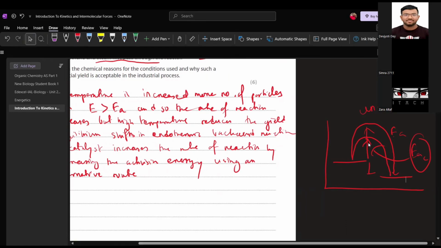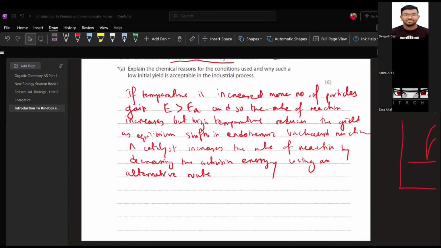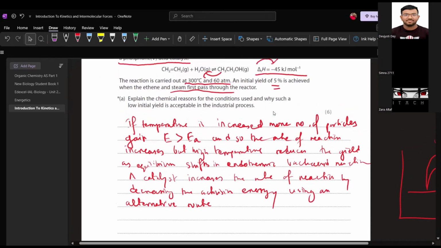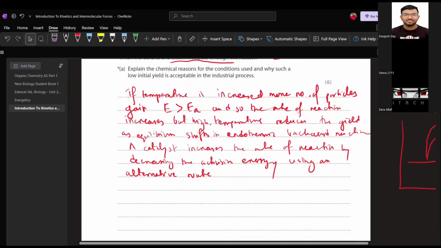Using it, so that's the alternative, basically. Using an alternative route. So that's gone. So now the question is temperature. So we need to go to a compromise, right? The problem with temperature is that if we increase it there is a problem, but if we increase it there is also a benefit. So we need to get into a compromise. So the compromise is that a high temperature of 300 degrees Celsius is used as a compromise.